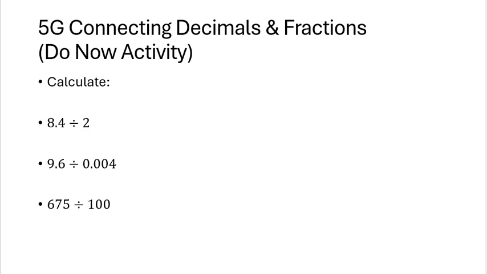8.4 divided by 2. So, we're just going to set it up like normal. 2 going into 8 is 4 times, bring the decimal point up exactly, and then 2 goes into 4 exactly twice. Our answer is 4.2.